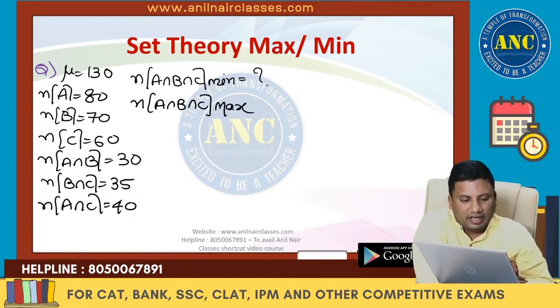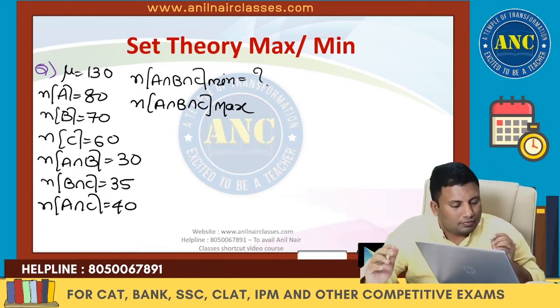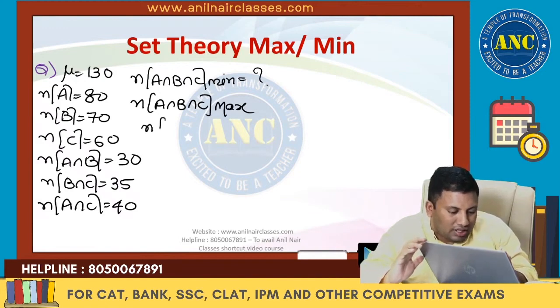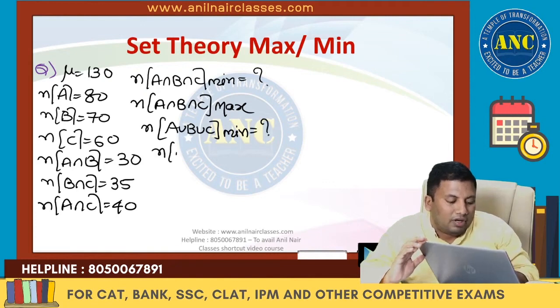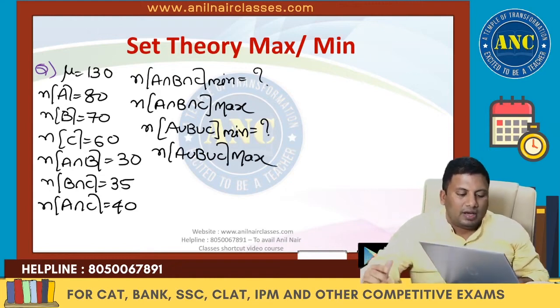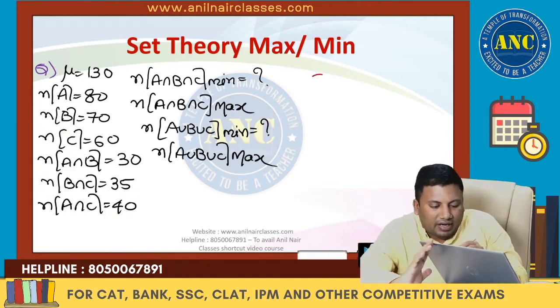Now we will do 2 more questions. N of A union B union C minimum. N of A union B union C maximum. Now see here. First we will draw the circles and we will find out the values, then we will do it. There are 3 sets.